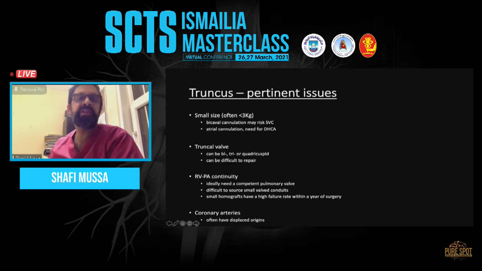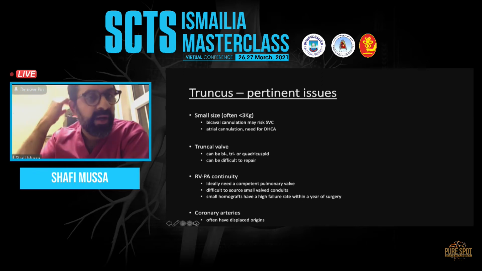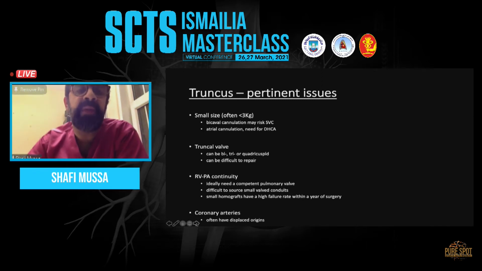What are the pertinent issues with truncus arteriosus? Often these children are of small size, less than 3 kilos, and in that situation, bicaval cannulation may risk damage to the superior vena cava, and in which case the right atrium should be cannulated, but then the operation can only be done with the use of deep hypothermic circulatory arrest.